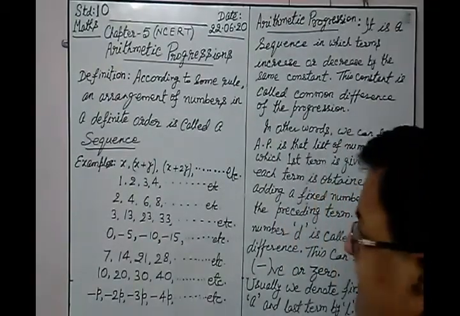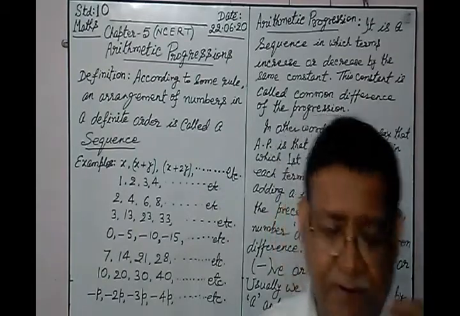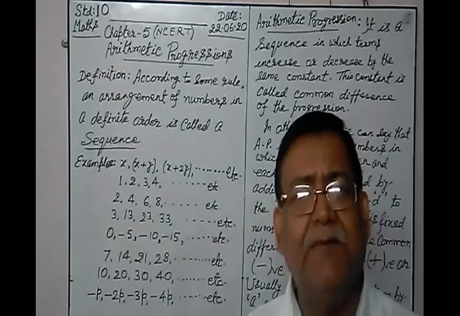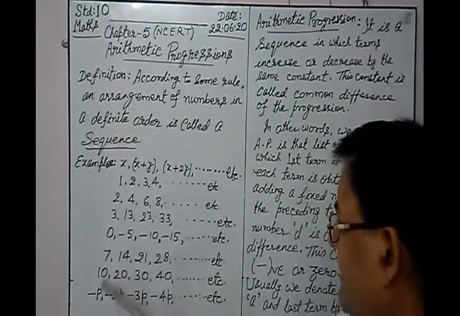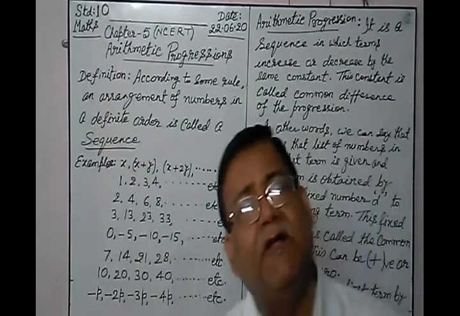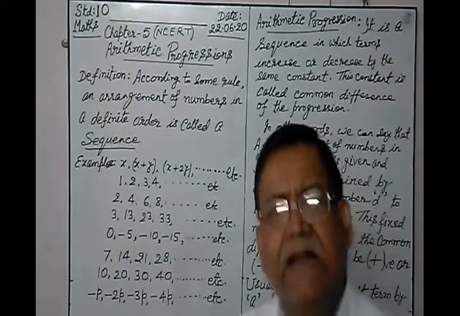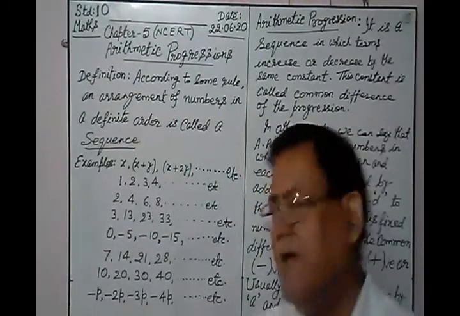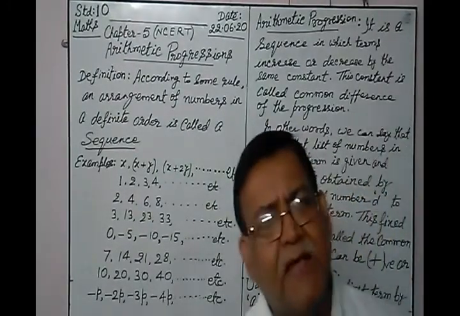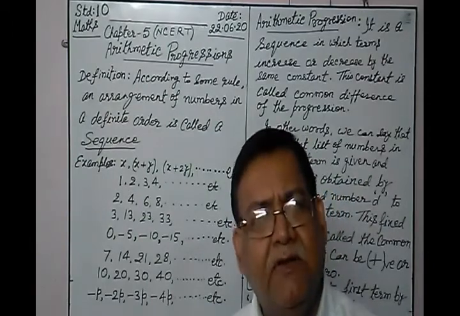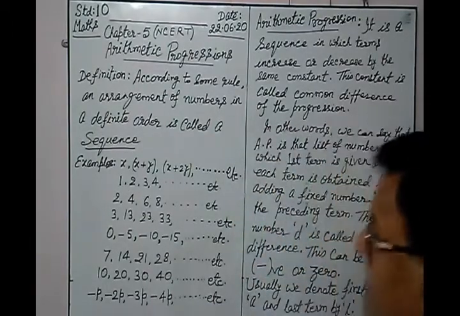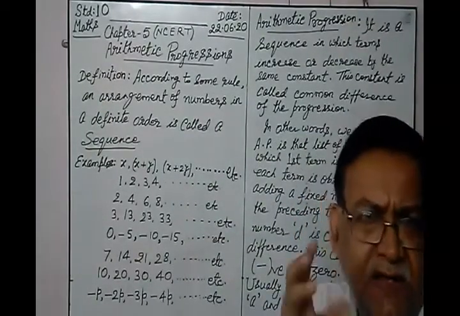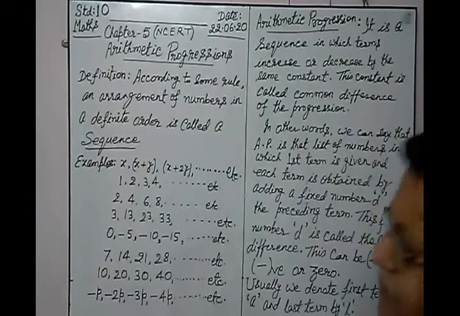49. So again there is a difference of 7. Every term is increasing by 7 as compared to the preceding term. Okay. So here see 10, 20, 30, 40, 50, 60, 70, 80, 90, and so on. Minus p, minus 2p, minus 3p, minus 4p, minus 5p, minus 6p, minus 7p, and so on. So these are so many examples just for giving you a clear conception of the sequence. What is the sequence? Okay.